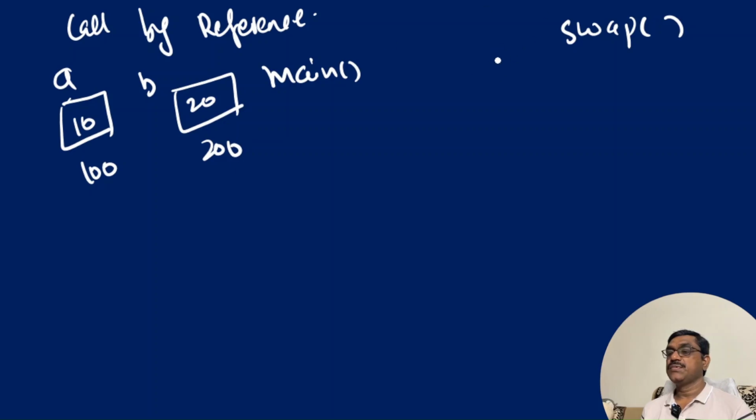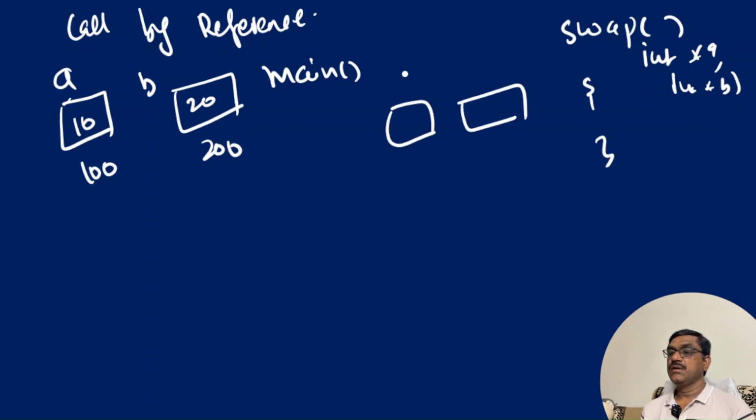Now in swap, what we have taken is integer star A comma star B. These indicate pointer variables, right? So here you take a variable A and this is B. In the previous case, these A, B are ordinary parameters, but here in the call by reference, these A, B are pointers. So a pointer stores an address, right?